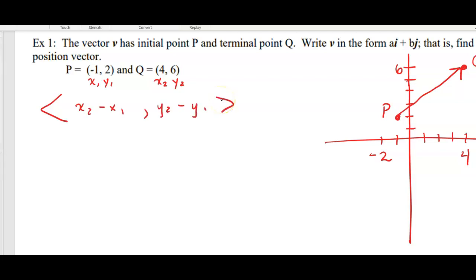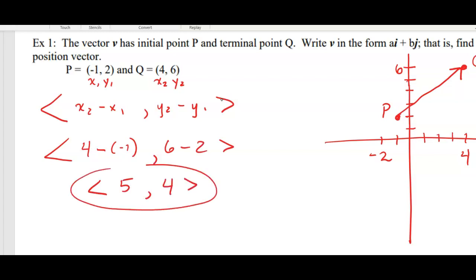And that will change the position of the vector. It doesn't change the length or the direction, it just changes the position. So I'm going to take 4 minus negative 1 according to the formula, 4 minus negative 1, 6 minus 2 according to the formula. And that gives me 5, comma, 4, final answer.